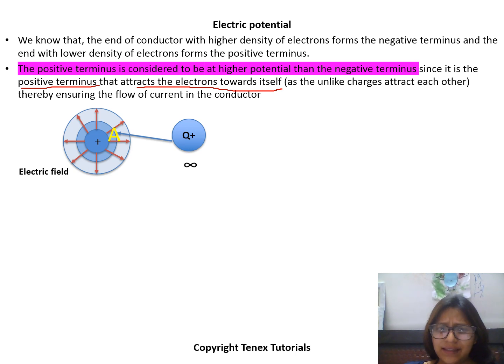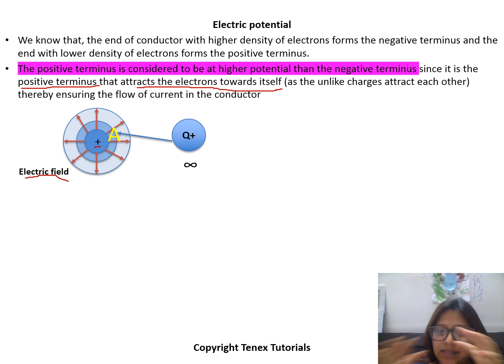Over here we see that there is a unit positive charge in the center, and this is surrounded by these concentric circles. These concentric circles actually denote the electric field. Electric field is the space around any charge where the force of repulsion or force of attraction due to that particular charge can be felt by any other external charge.